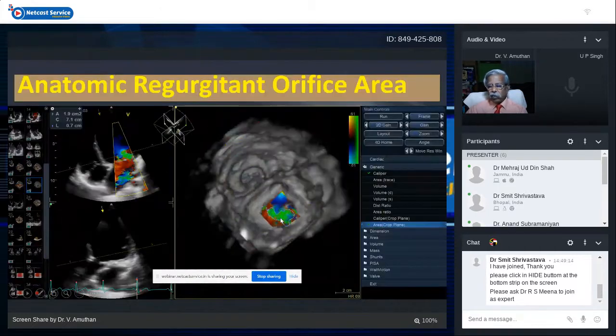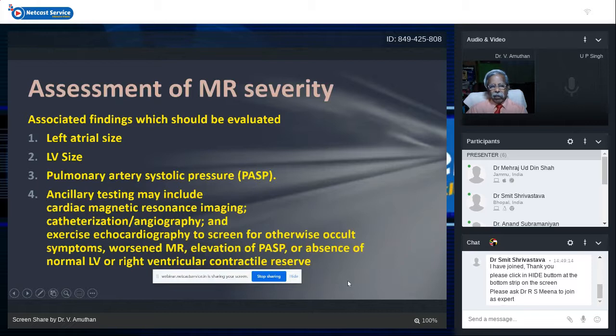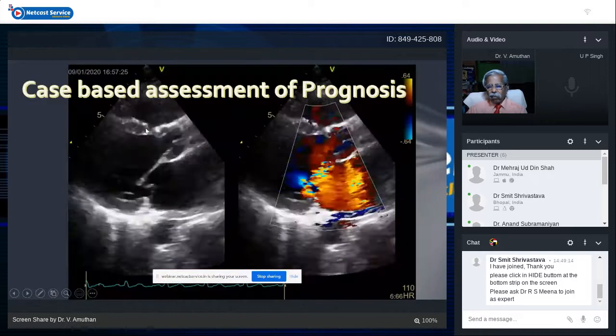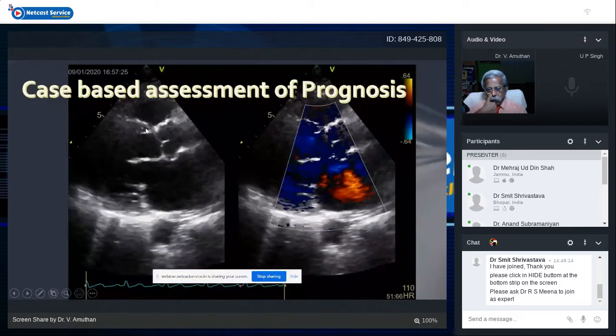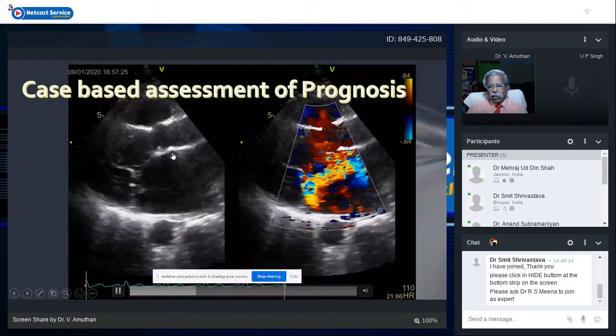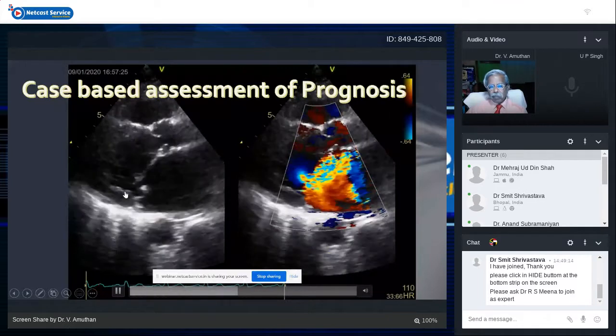So this measurement, quantification, can be done. MR severity is assessed by left atrial size, LV size, pulmonary artery systolic pressure, and ancillary testing. The most important factor to diagnose is whether it is primary or secondary. Primary is always valvular and requires surgery. This is one case of rheumatic mitral regurgitation, and you see the eccentric jet due to the caudal rupture.